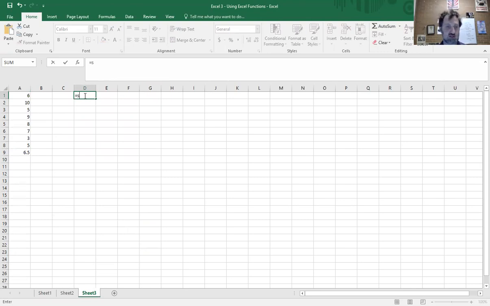So for instance, the sum is a fancy math word for adding all the numbers up. So I just type sum. And now I like to highlight everything. Okay, so if I start at A1 and I click in the middle and I drag down, then it does this range for me, which is A1 colon A9. Okay, so that's the sum.